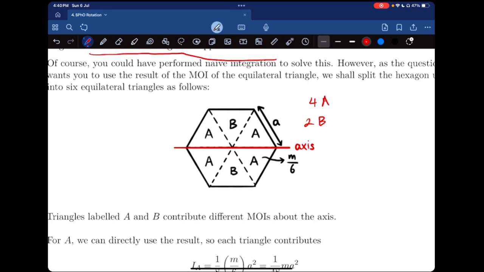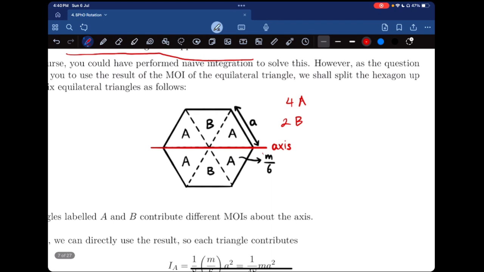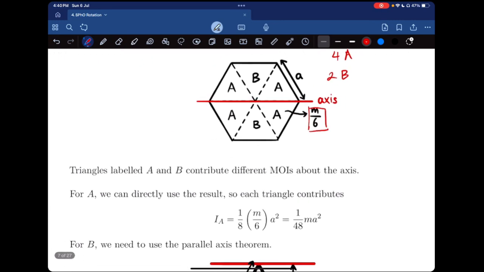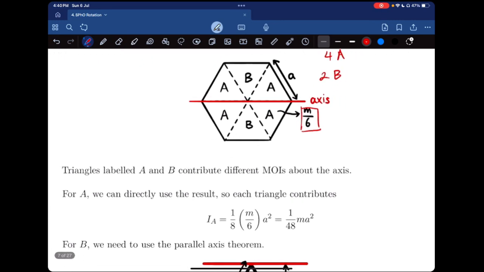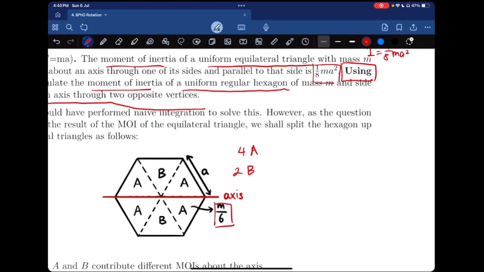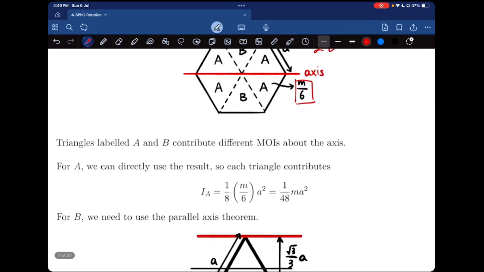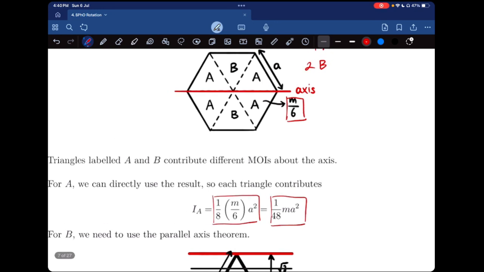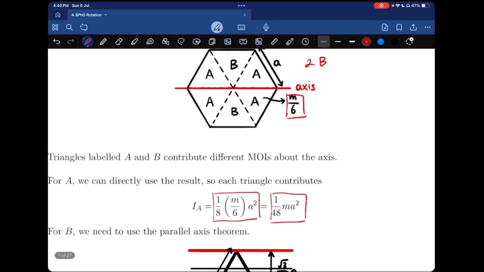So now what do we do about this? Each triangle has a mass of m/6, where m is your hexagon mass. Each triangle has a side length of A. So we can see that for the A triangles, we can directly use this result and plug into this. So the A triangles each contribute 1/48 MA squared to the total MOI of the hexagon about the axis. So the A triangle is easy.